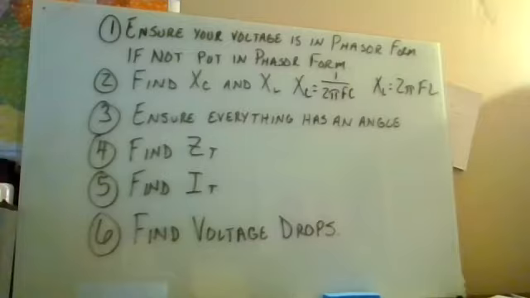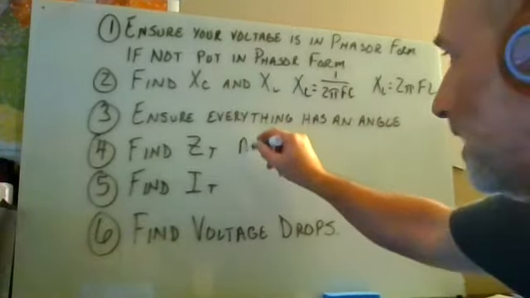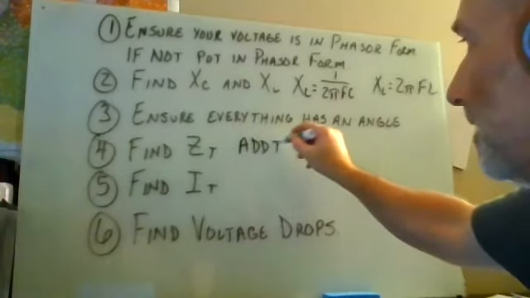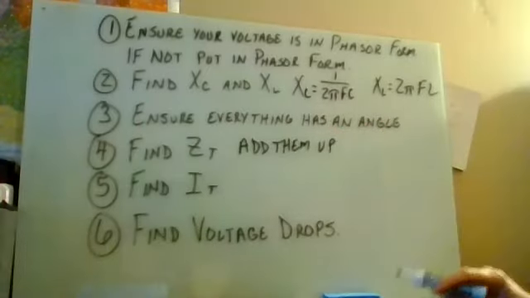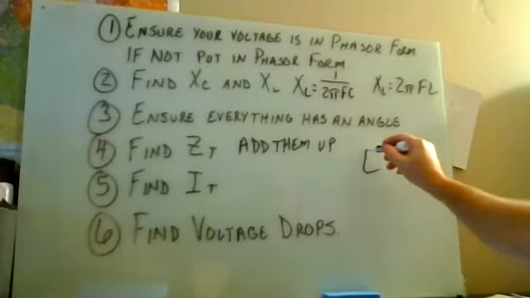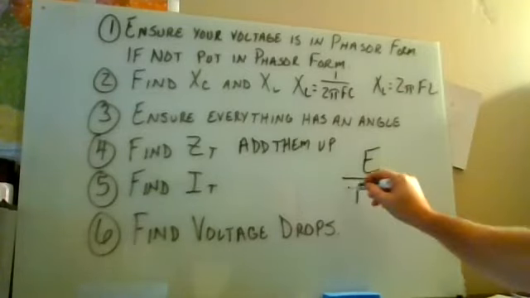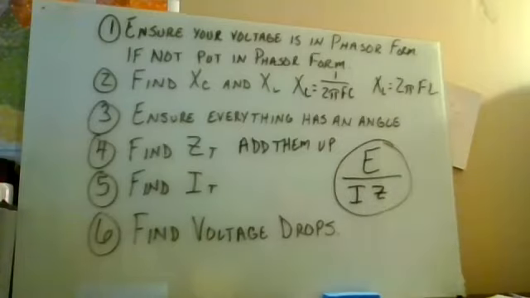Then we're going to find Z total. How do we find Z total in the series circuit? We add them up, just like we did in DC. And then we're going to find I total. How do we find I total? We're going to use Ohm's law, which is I equals E over Z. So we take our voltage, divide it by our Z total, and find our I total. Then we're going to find all the voltage drops for each component.